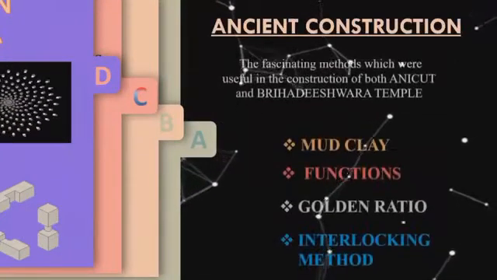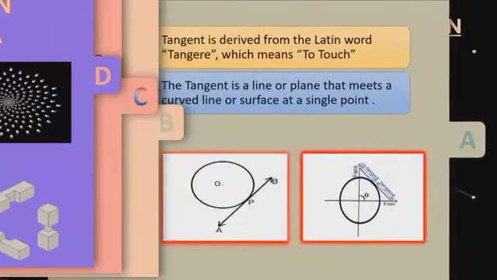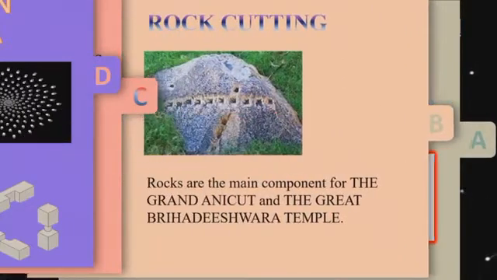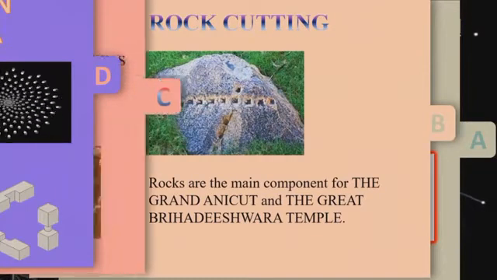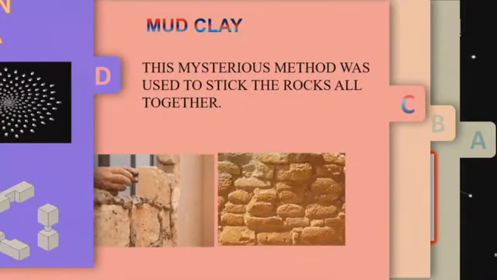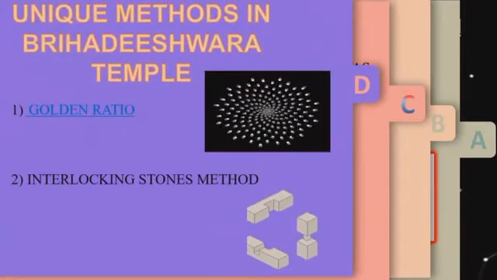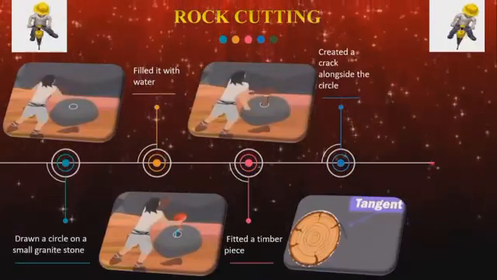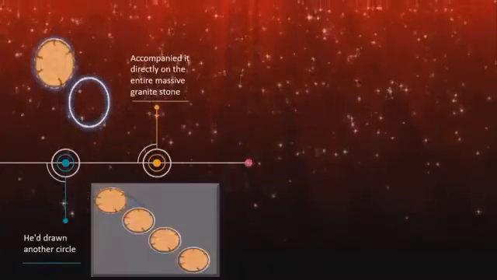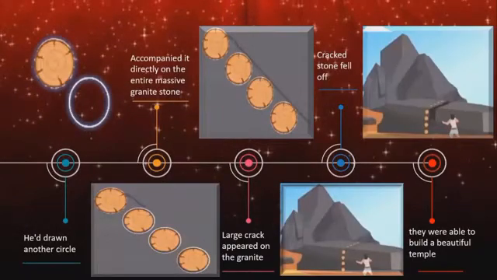As we all know, in the ancient constructions, rocks were the essential material to build both the dam and the temple. And the mathematical method used here is tangent, and they used to stick together with a mortar, which is still a mystery to the world. Have you ever wondered how this great temple was constructed with the help of tangent? Here is the construction progress. A circle was drawn in a rock, cut it, filled with water, fitted a timber. Later, a crack was created along the circle, and they continued this process for the rock cutting progress.